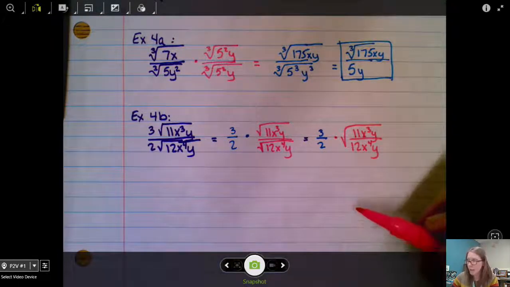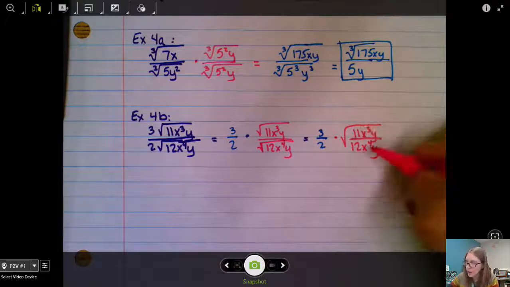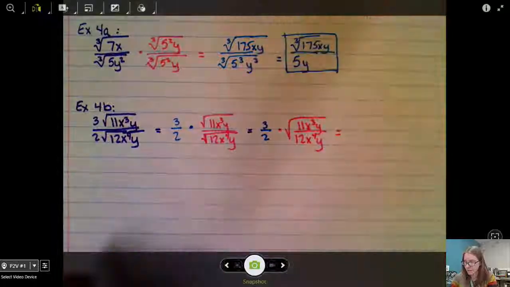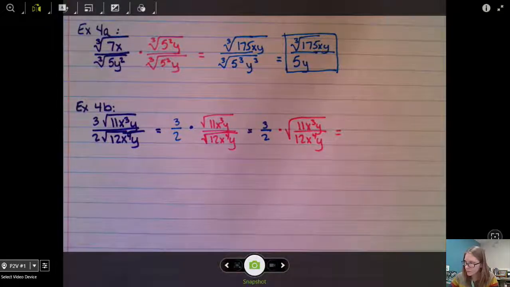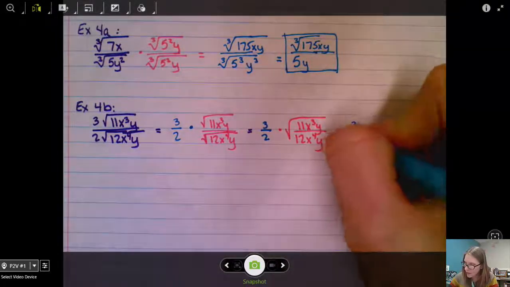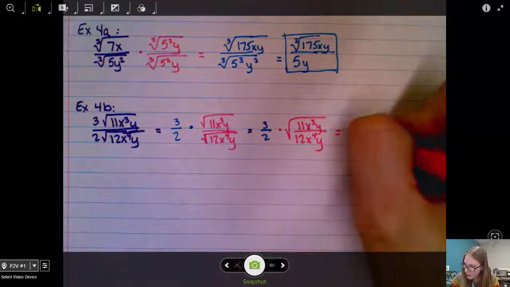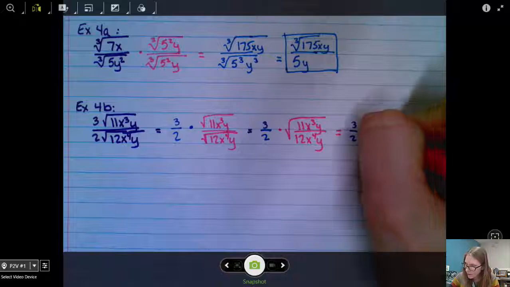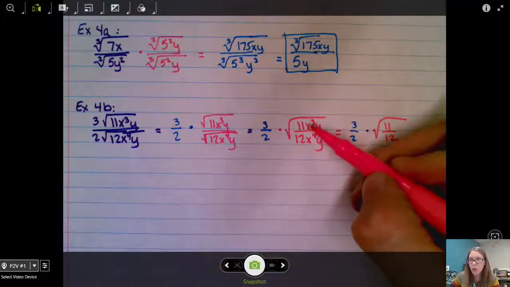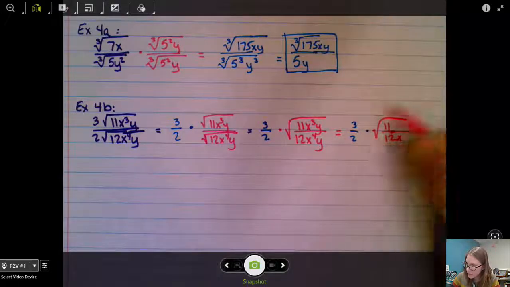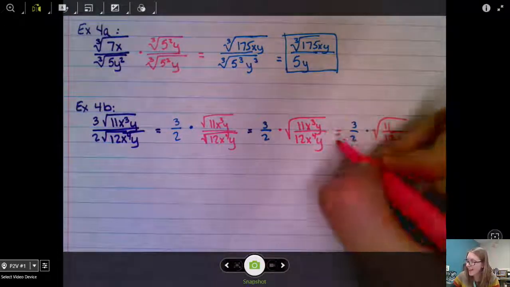Now this works pretty well because even though I can't do anything with that 11 over 12, so that 3 over 2 out front. Again, I can't do anything with the 11 over 12, but x cubed over x to the 4th leaves me an x on the bottom, and the y over y cancels out.